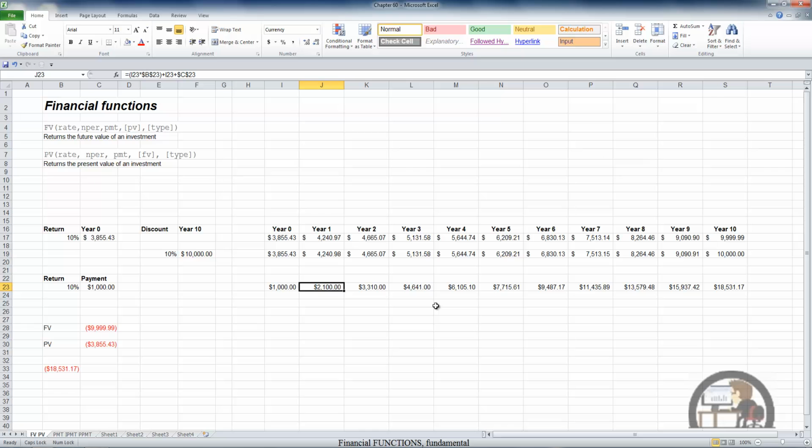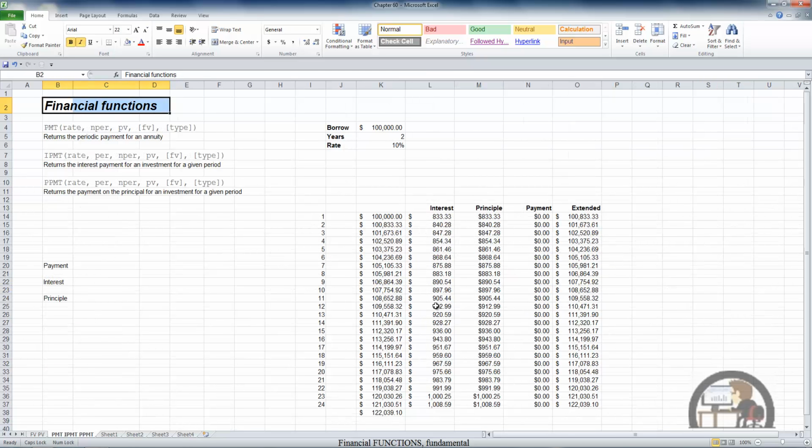We have a 10% return on that $1,000 and a $1,000 payment or an investment to give us the balance at the end of the first year of $2,100, for which we have a 10% return and another $1,000 added to the amount of money. And so on until the end of the year, we have an amount that equals $18,531.17, which is exactly what the future value function returns to us.